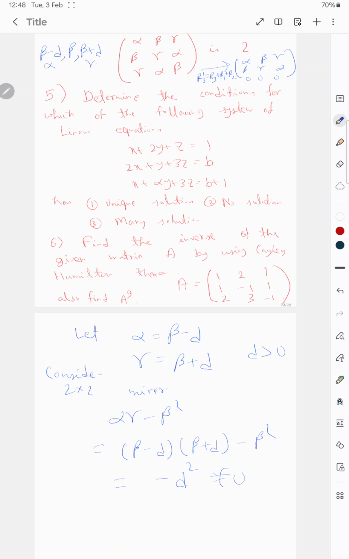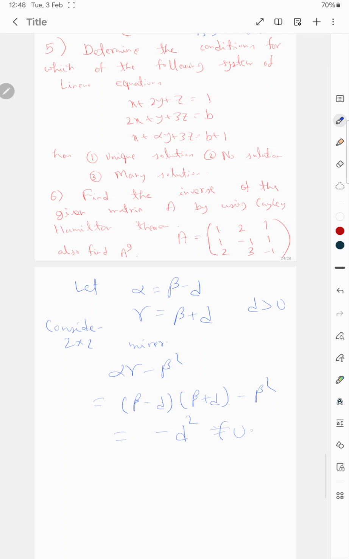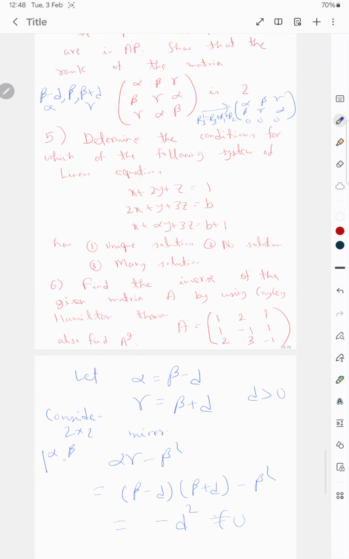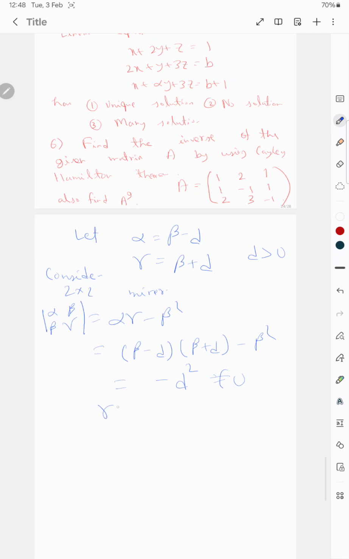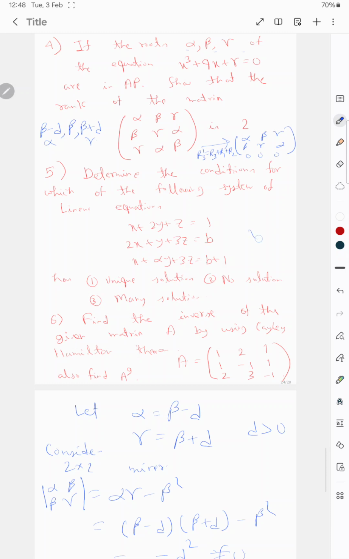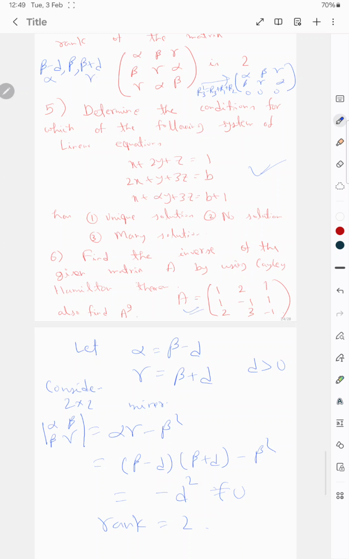Sorry, so you have that is non-zero. So from there you are getting basically beta gamma, yeah. So from there you are getting rank is 2. Okay, this is done. This type of problem we have already solved so many times, where we have to find A inverse. A inverse you have already seen.